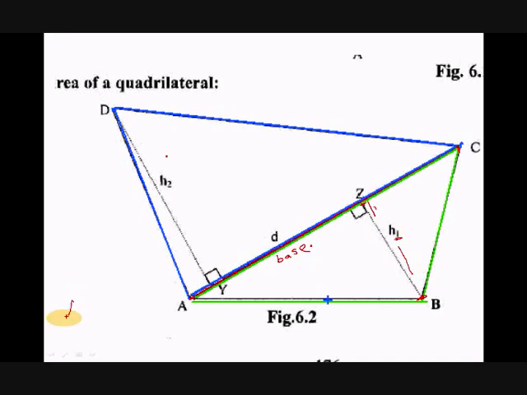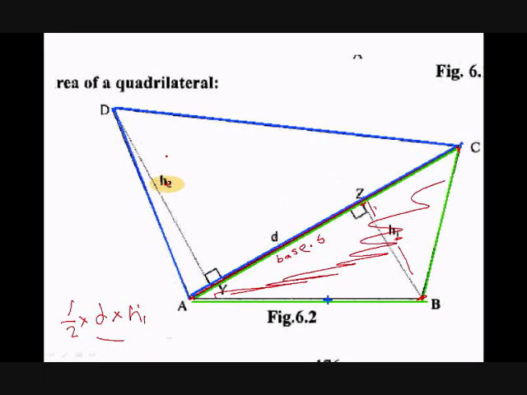So the formula says half into, remember the notation? The side opposite to this, we call it what? D, right? So in this triangle we call it D, in this triangle we can call it B, anything is fine. Half into D into H1. This is the area of this triangle.